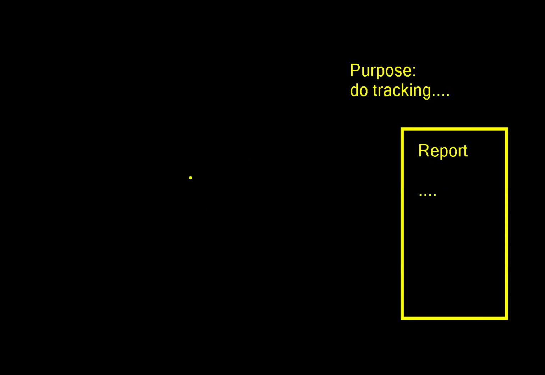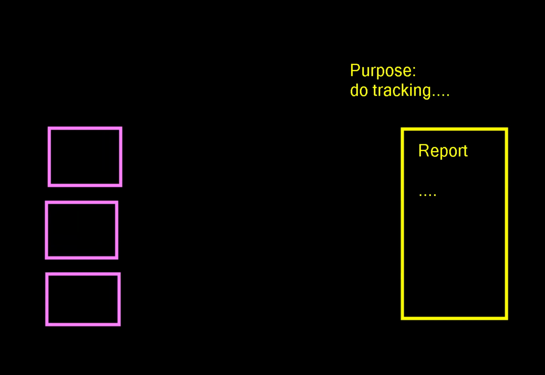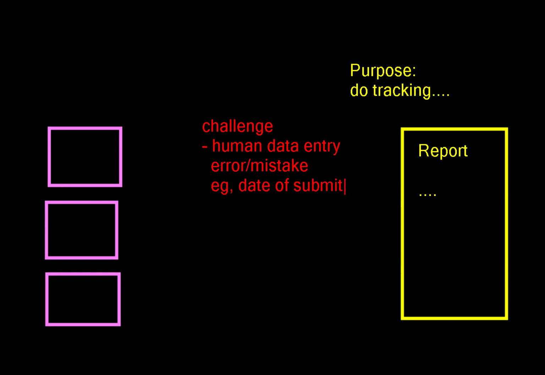Now they maybe have one branch or multiple branches in the future. We have no idea, so they may expand. So it could be one or multiple. Currently, it could be one person doing the entry or multiple people doing the entry. The pain, also called the challenge, is human data entry error or mistake. A particular example is the date of submission, when they submit this one. And maybe there are some other things as well.